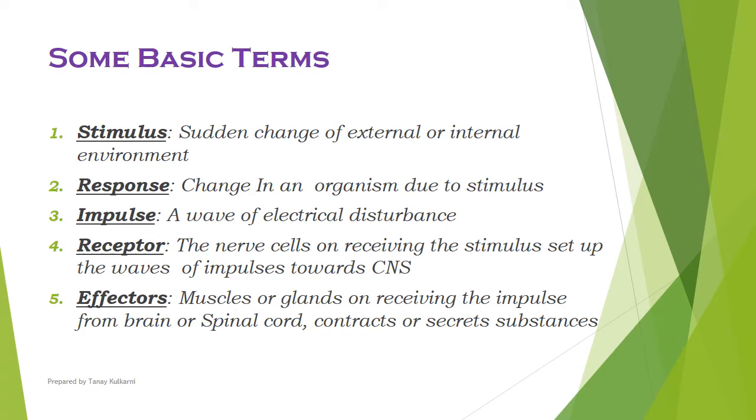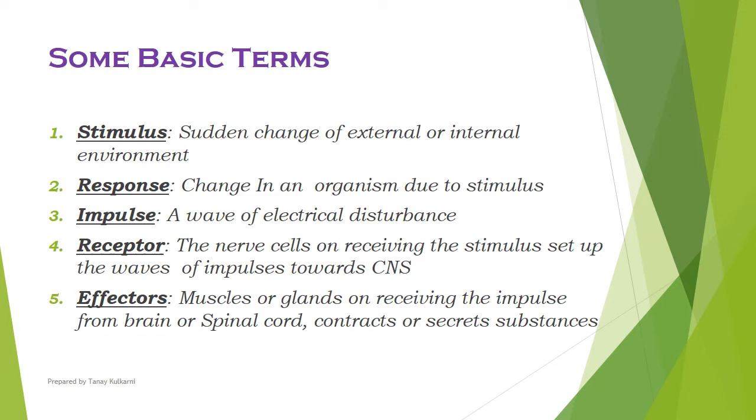Receptors, they are the specialized epithelial cells which on receiving the stimulus set up the waves of impulse towards the central nervous system. Correct? Effectors, these are either muscles or glands which on receiving the impulse from brain or spinal cord either contract or secrete the substances.